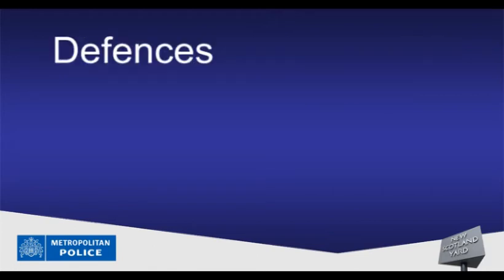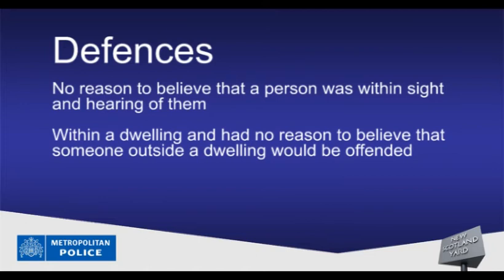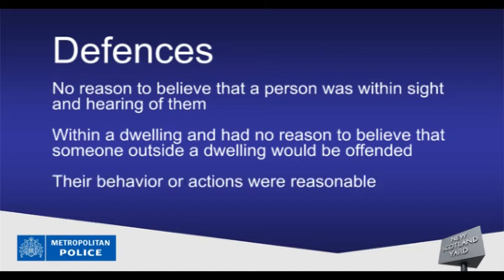Let's now consider the potential defences to an allegation of Section 5. No reason to believe that a person was within sight and hearing of them. That they were within a dwelling and had no reason to believe that someone outside a dwelling would be offended. And finally, they felt that their behaviour or actions were reasonable.